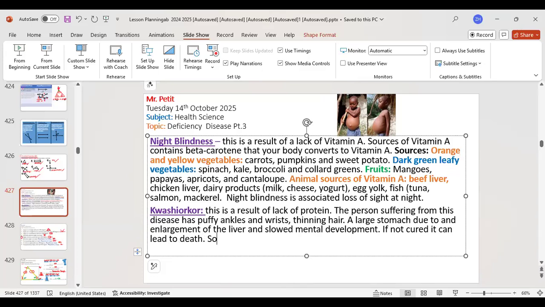So, sources of protein. Where can we get protein from? Meat. So chicken, turkey, egg, fish, pig. Any type of meat is protein.